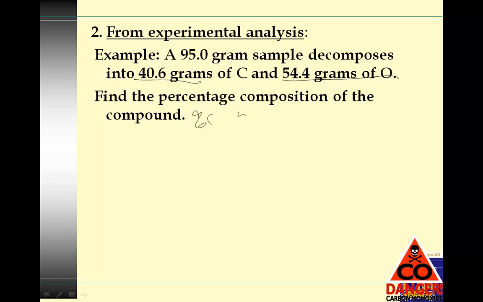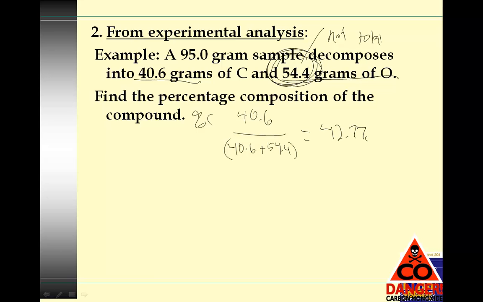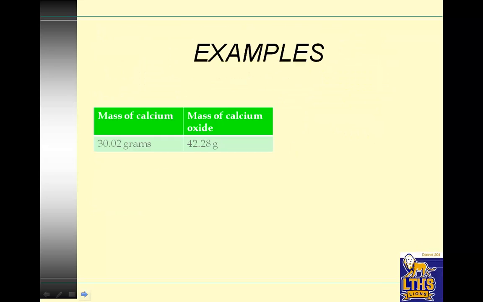So the mass of carbon is 40.6. Now, people just make the silly mistake of dividing by 54.4. That's not the total. So my total is 40.6 plus 54.4. And it's a foolish thing that we do just because we think that we know what's going on with this. And I get 42.7%. I far too often forget to show the times 100%, but I always mean to. And then I'm not doing the O because I want you guys to have more of 2013 to enjoy yourselves with.